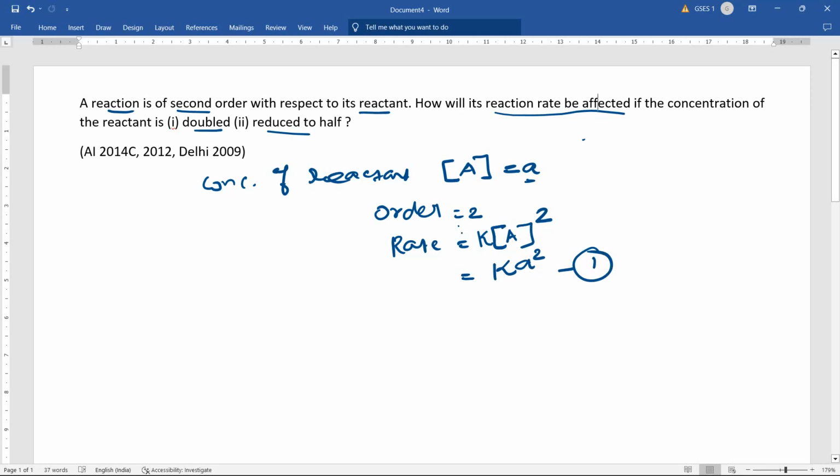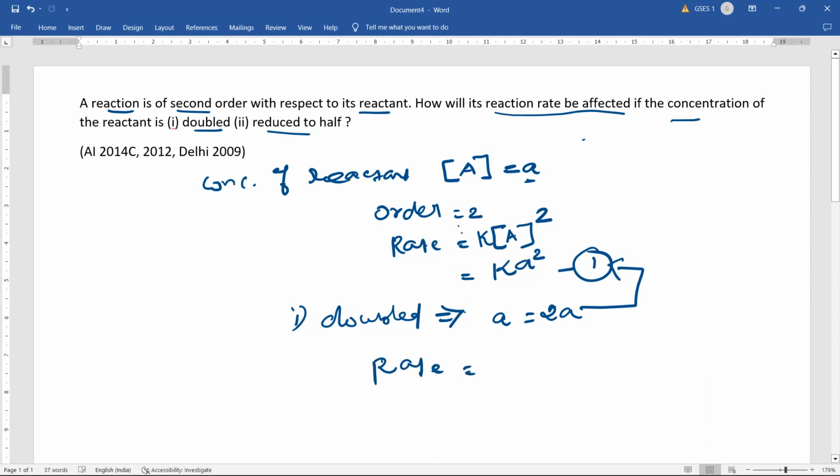Then what happens if the concentration is doubled? So the first case, concentration doubled. Doubled in the sense, what does it mean? A is equal to 2A. So substitute this in this equation. So rate is equal to K into (2A) square, that is equal to 4 K A square. So what happens?